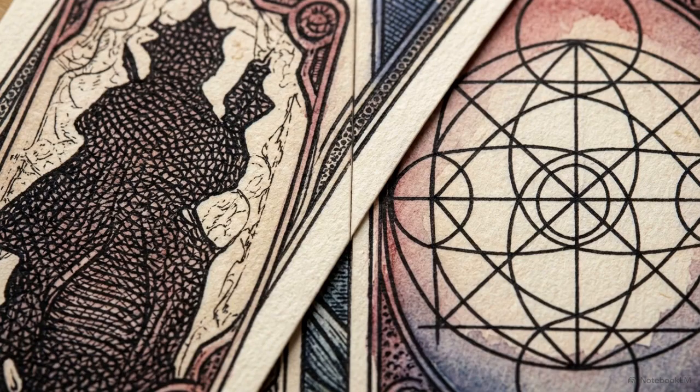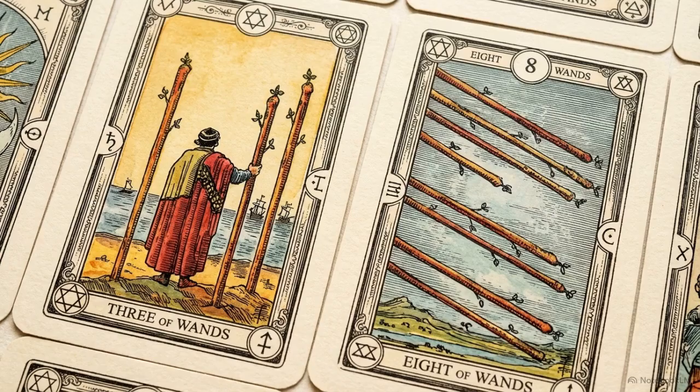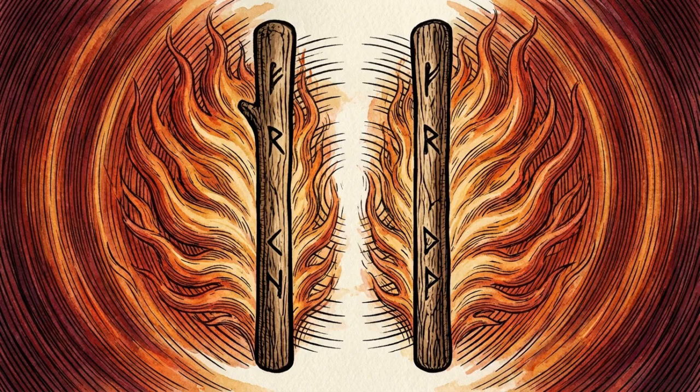When you place 2 cards next to each other, they create a chemical reaction. The Golden Dawn system identifies 4 specific types of interactions that dictate how these cards behave. First are strong pairings. When 2 cards share the exact same suit, like fire sitting next to fire, they act as an echo chamber, ruthlessly amplifying each other's traits.